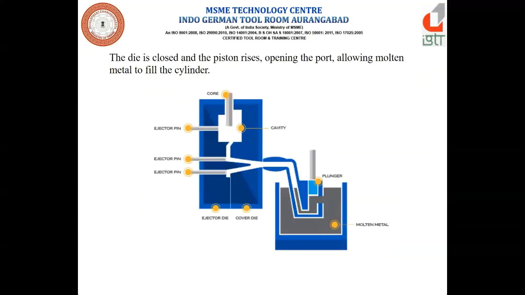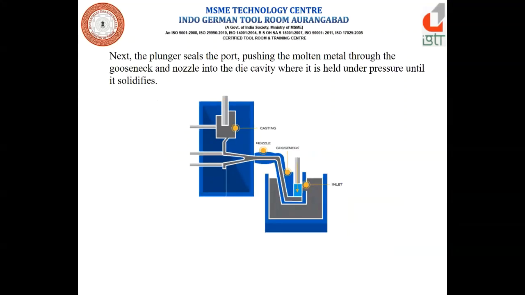The first step is the die is closed and the piston rises, opening the port. As soon as the piston goes up, the port is open. This allows the molten metal to enter the gooseneck. Next, as soon as the plunger starts moving down, it closes the open port and forces the molten metal into the die through the gooseneck and nozzle.